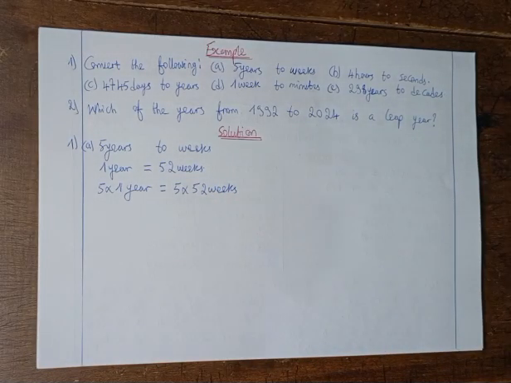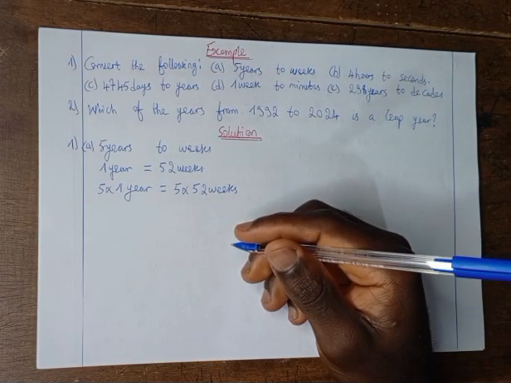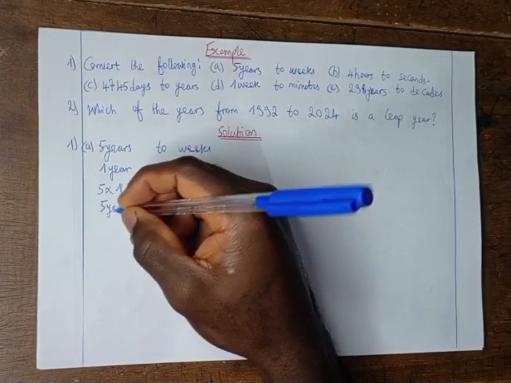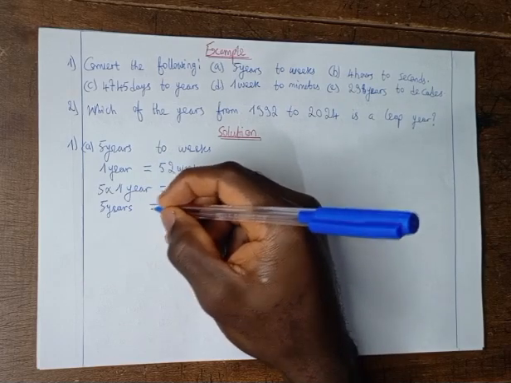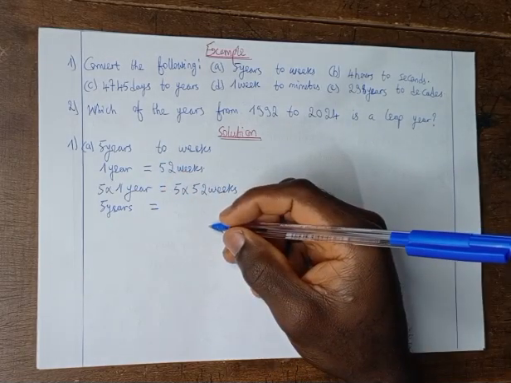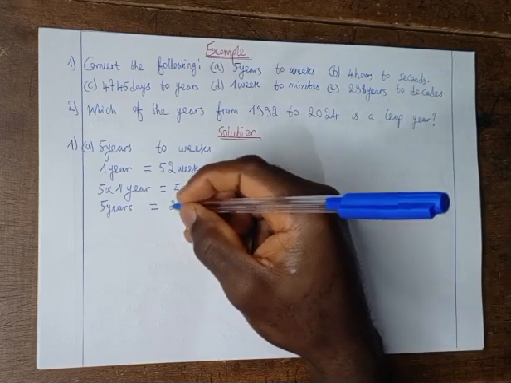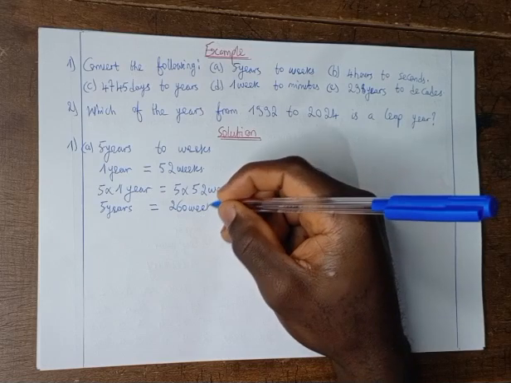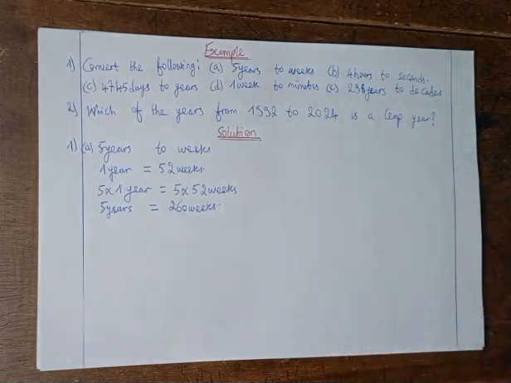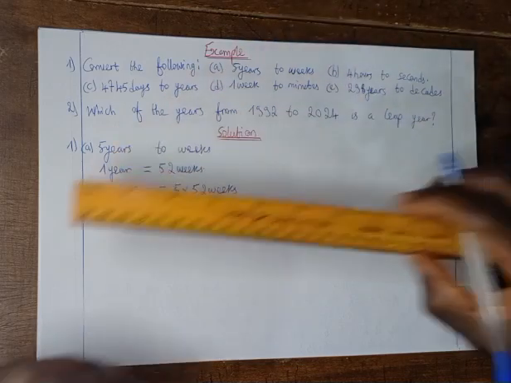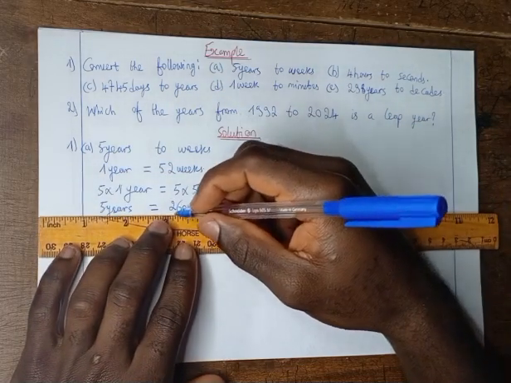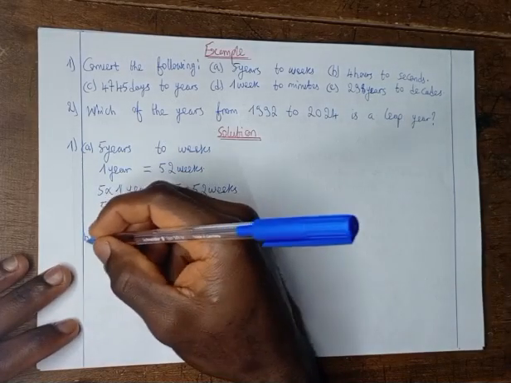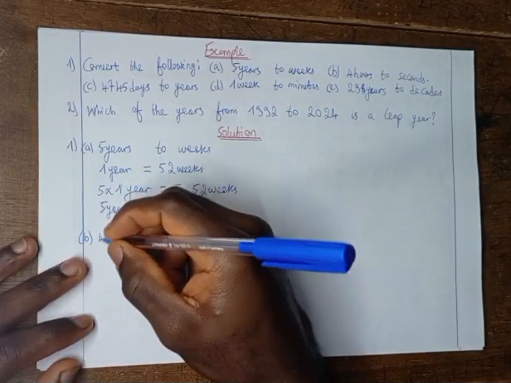So we need to perform this multiplication. We know that 5 times 1 year will simply give us 5 years. 5 years will be equal to 5 times 52. If you take 5 times 52, it gives us 260 weeks. We are done with this solution. Underline the answer. Next, now we go to B. For B, B says we should convert 4 hours to seconds.